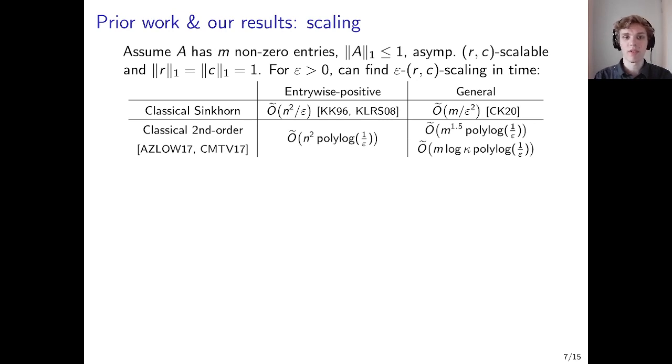For instance, in the entrywise positive case, which is where every entry is strictly larger than 0, you can find, using the classical Sinkhorn algorithm even, an epsilon scaling in time order n squared divided by epsilon. Whereas for general matrices, you can find one in time m over epsilon squared, so it has a slightly worse epsilon dependence. There are also rather sophisticated second order algorithms for solving this problem. These rely on graph sparsification and Laplacian system solving, but these can find, at least for entrywise positive matrices, epsilon scalings in roughly linear time, with a logarithmic 1 over epsilon dependence. And linear here just refers to being linear in the input size, which is n squared in the entrywise positive case, and m in the general case.